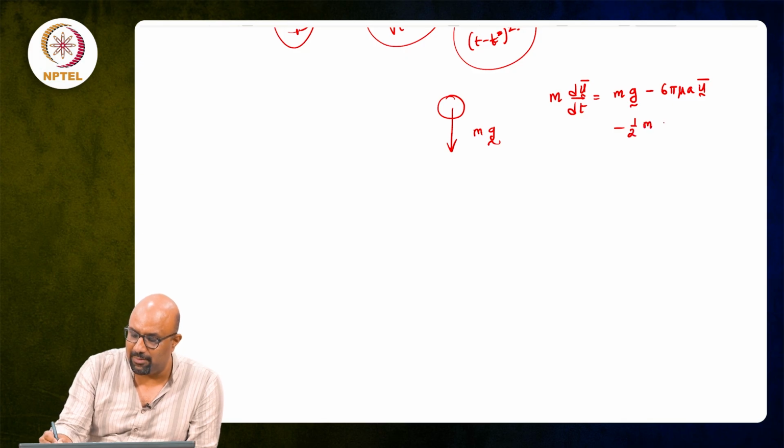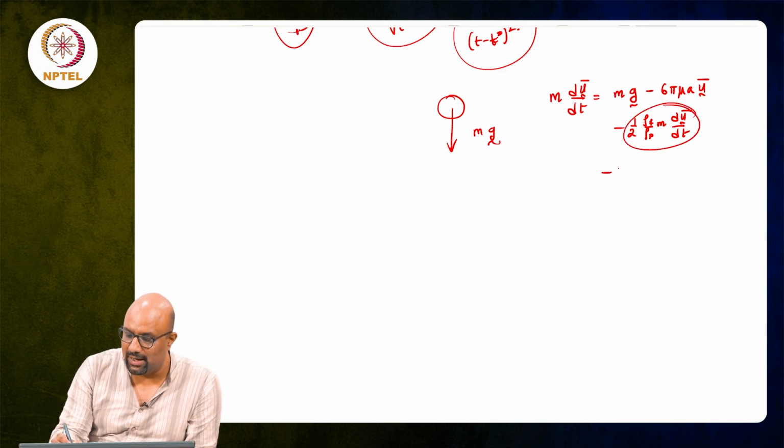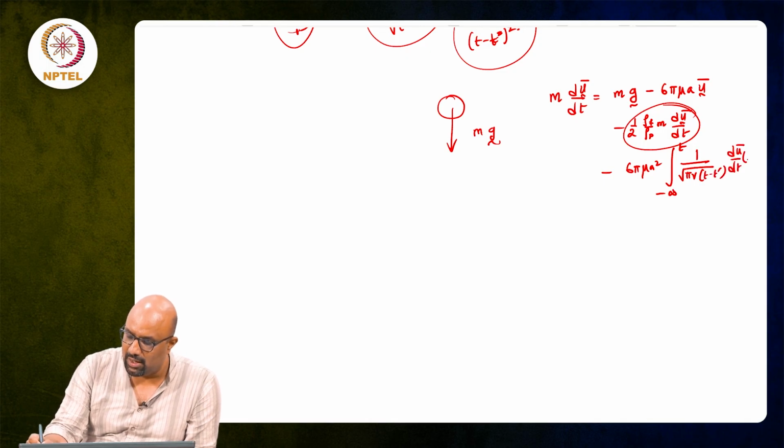Minus half m. So, this would actually be the mass of the fluid, so this should be rho f by rho p into m du dt. This is the added mass part, and then you have one last term which is 6 pi mu a square times the integral from minus infinity to t of 1 by root pi nu t minus t prime, du dt evaluated at t equal to t prime, dt prime.